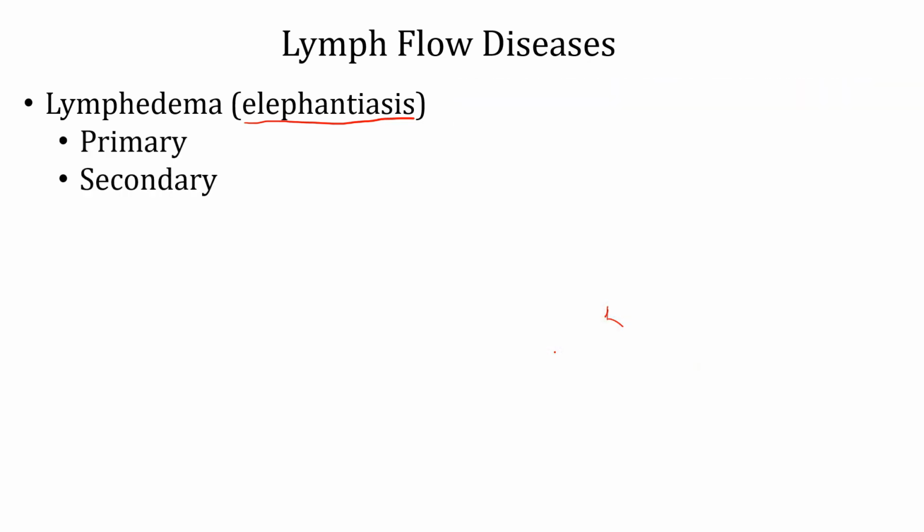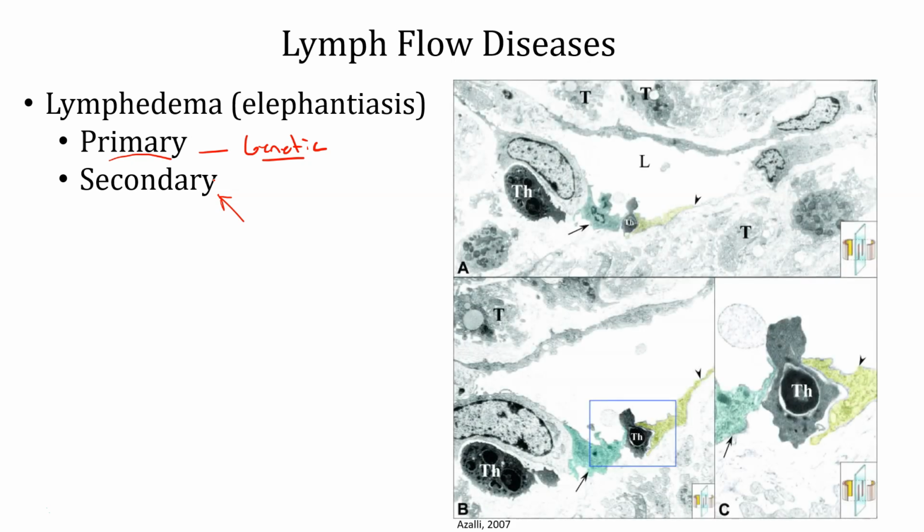Lymphedema has a couple different causes. The first are characterized as primary causes, and this is generally genetic causes. There's a whole bunch of secondary causes, and some of the more common examples of reasons why this disorder, lymphedema, would occur: one of the main reasons is cancer.